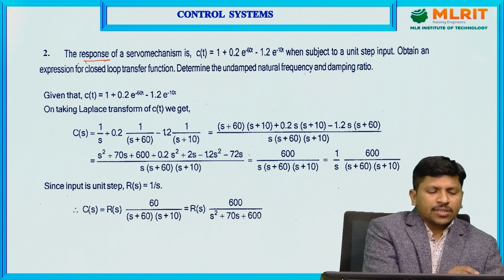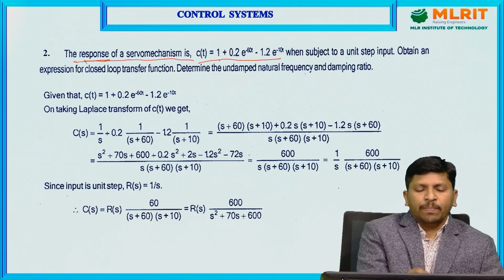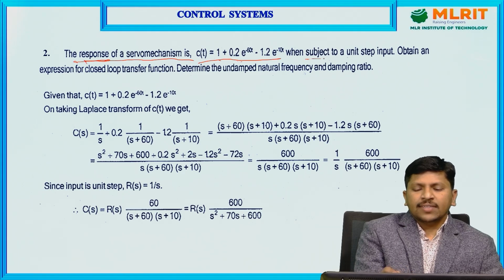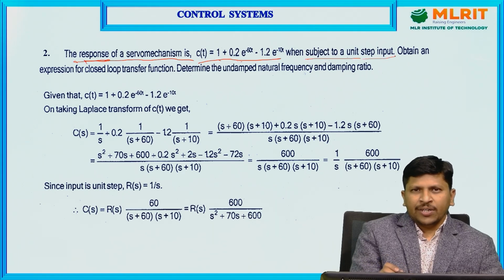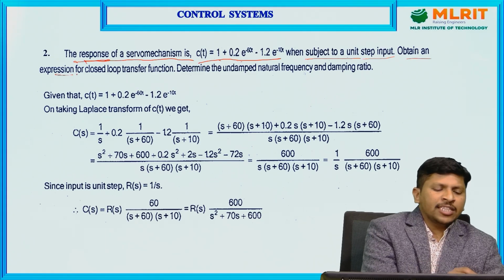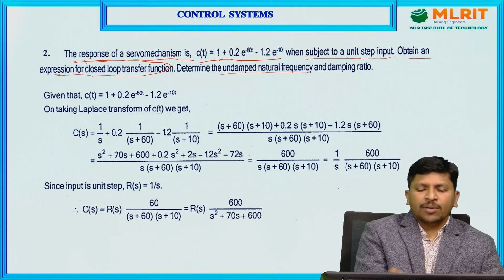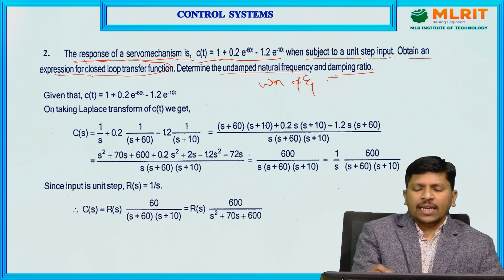Okay. Next, coming to the second problem, see how the response. This second question is: the response of a servo mechanism is c(t) = 1 + 0.2 e^(-6t) - 1.2 e^(-10t) when subject to a unit step input. Here the input signal is unit step. Obtain an expression for the closed loop transfer function. Determine the undamped natural frequency and damping ratio. Here the undamped natural frequency is nothing but omega n, and one more, the damping ratio, that is zeta. We need to calculate these two.